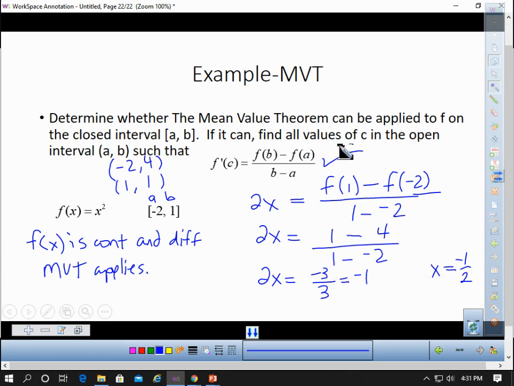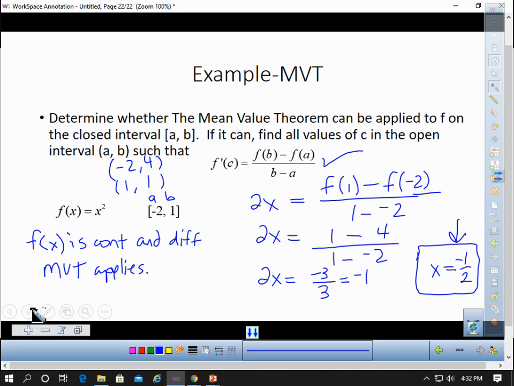So find all values of c in the open interval such that this is true. I'm finding that this is the x value. Notice that it falls in the interval from negative 2 to 1. I put x instead of c, but I could have said 2c and made it a c, so c would be negative 1/2. This is the value that I found, negative 1/2, which falls in the interval, and I'm guaranteed that there is a tangent line parallel to the secant line at x equals negative 1/2 for this function.